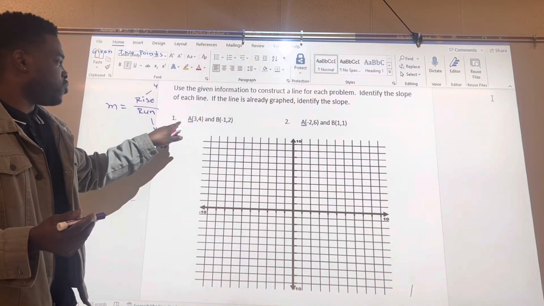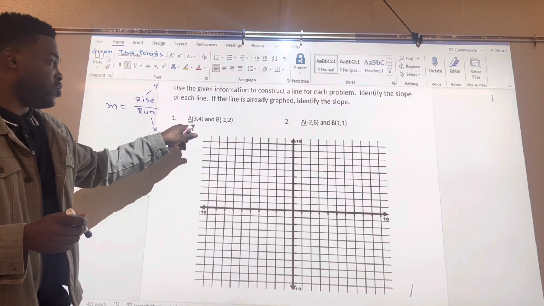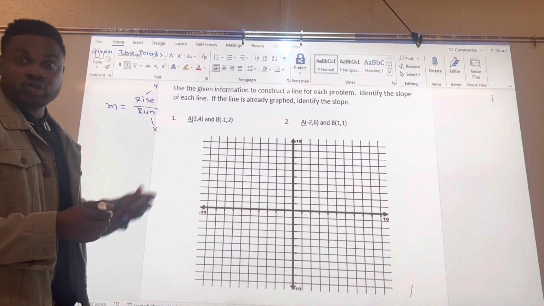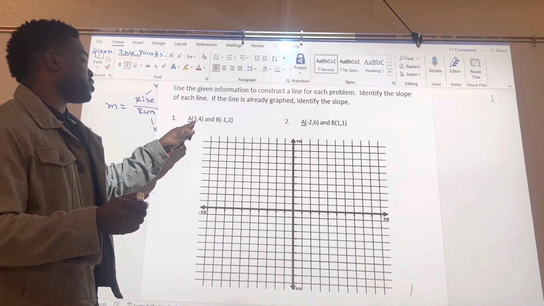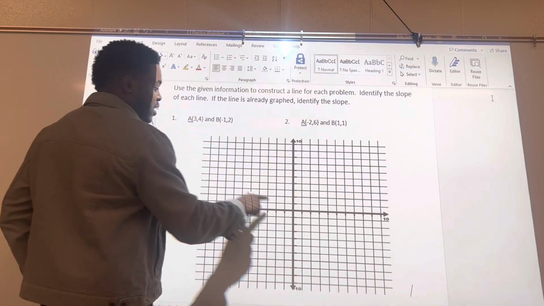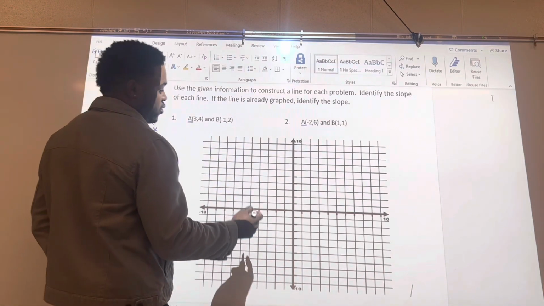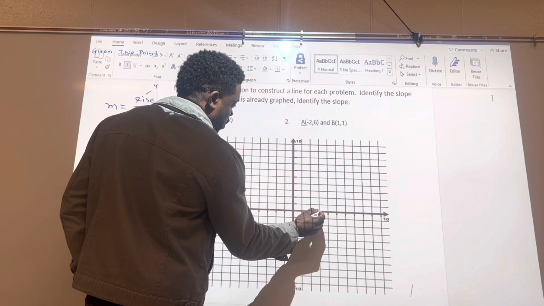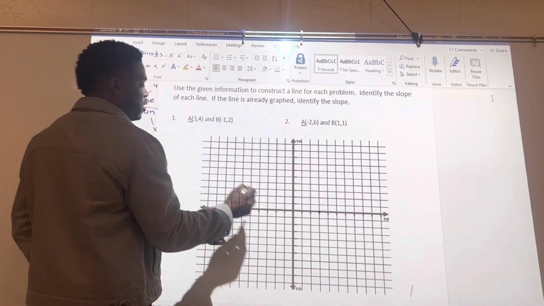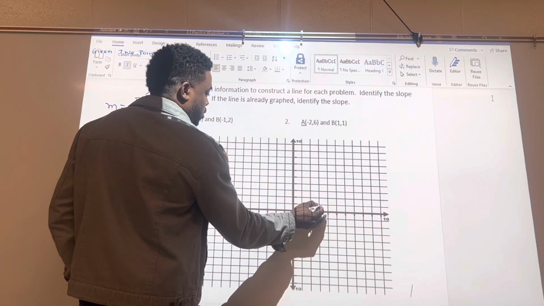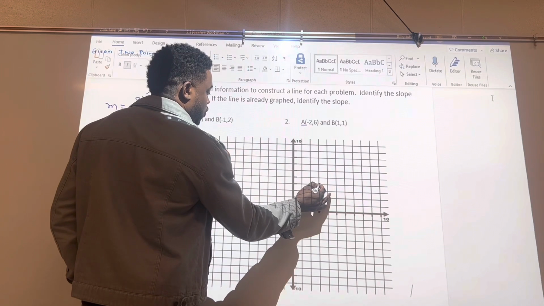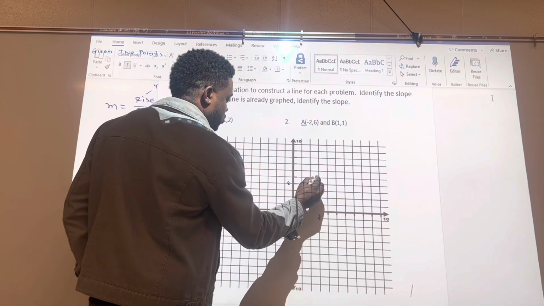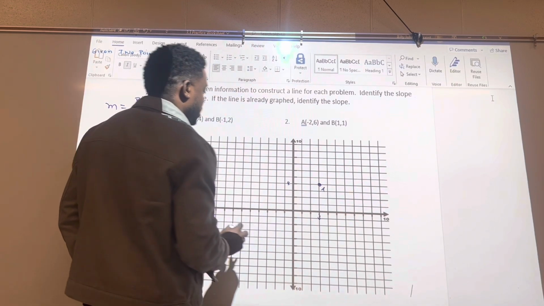So let's try number 1. You notice that you have 2 points here, point A and point B. So we can go ahead and plot those 2 points. Let's first plot point A. You have to go 3 units to the right, since your x value is 3, 1, 2, 3. And then you go 4 units up, which is 1, 2, 3, 4. So your point is over here. We can call this point A.